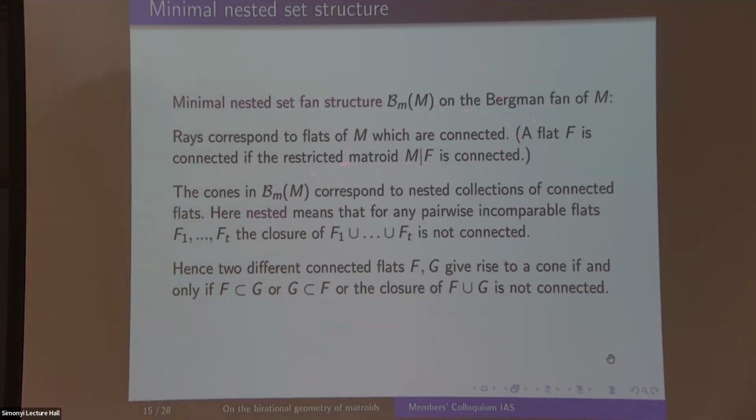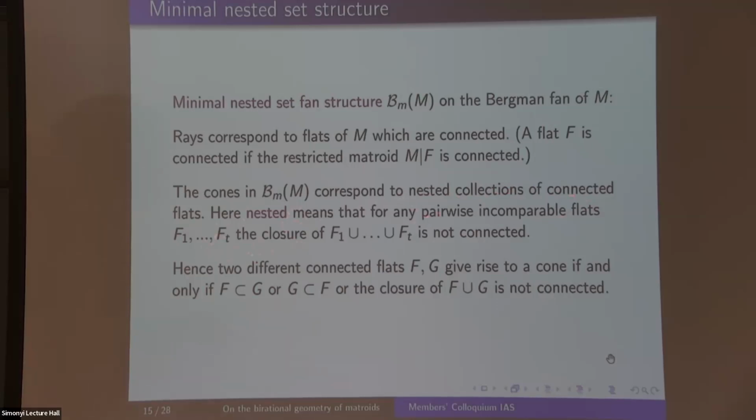Okay, so in here you throw out the disconnected flats, and you find another way of adjacency between flats in order to define cones. So remember, in the fine structure, a cone was given by a chain of flats. So here we don't use chains. We use what Feichtner and Sturmfels call a nested collection of connected flats.